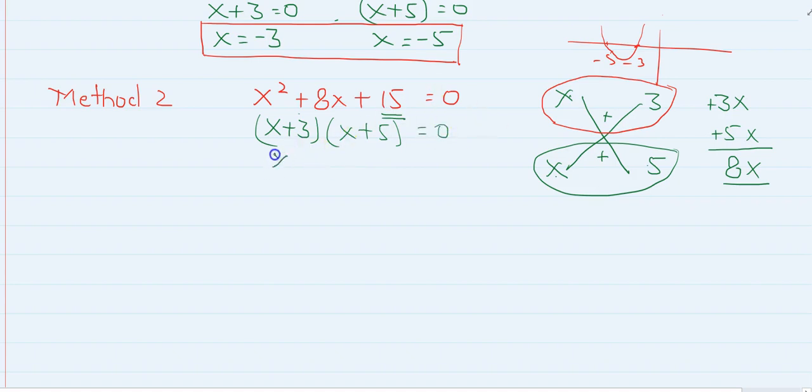So the value of x will be minus 3 plus 3 is 0. So x is minus 3, and minus 5 plus 5 is 0. So x is minus 5. So here you can see that the method number 2 is very short, but you need a lot of practice to do it. Let's take another example.